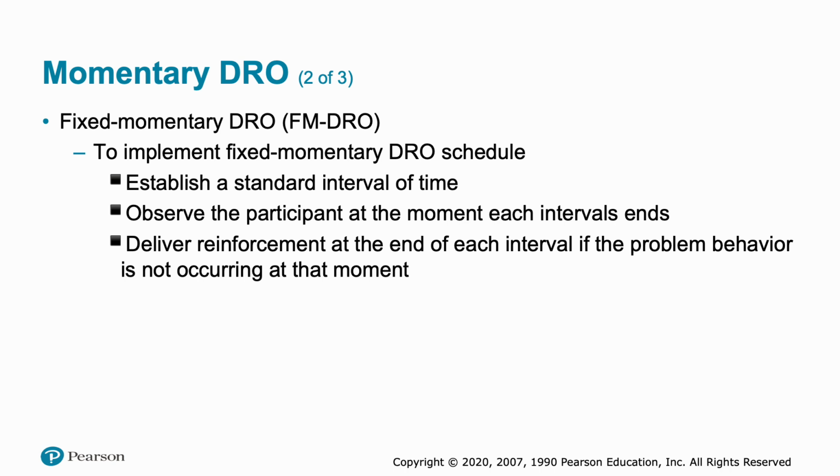The first variation is fixed momentary DRO, or FMDRO, and FMDRO is when we establish a standard interval of time. So let's say the 1 minute intervals. This is that example I gave you on the initial slide. You can have those 1 minute intervals, and then you're going to look at the end of the 1 minute interval: are they engaging in the behavior or are they not engaging in the behavior? If they're not, go ahead and deliver reinforcement. And if they are, then wait until the end of the next interval to see if they are engaging in the behavior or not.